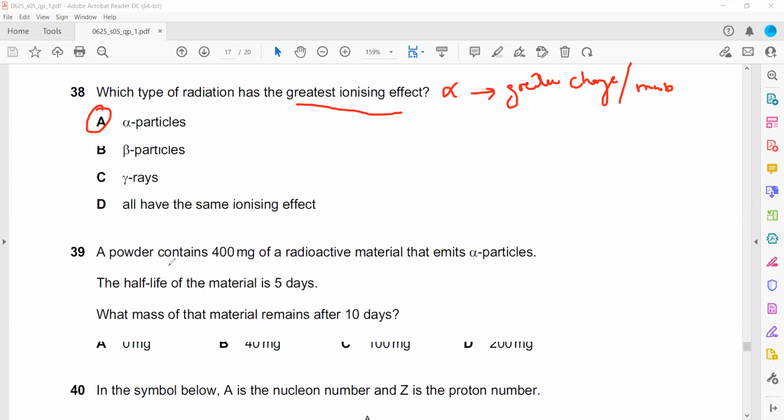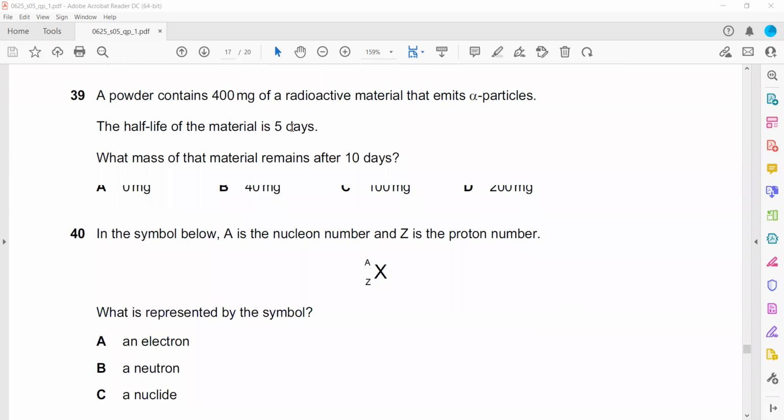Question 39. A powder contains 400 milligram of a radioactive material that emits alpha particles. The half-life is 5 days, meaning after every 5 days it will be half of its original. What mass of the material remains after 10 days? So if we have 400 milligram, what mass of the material remains after 10 days?